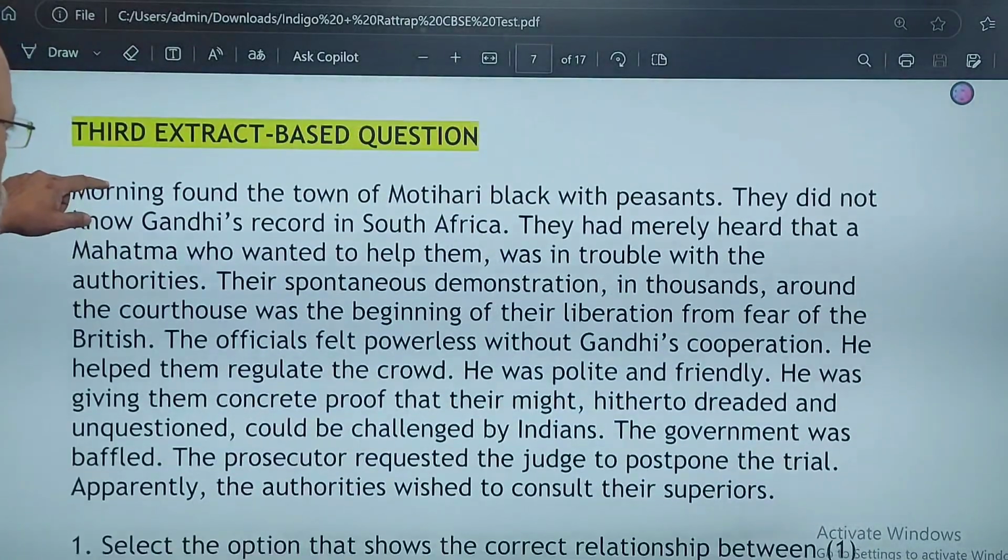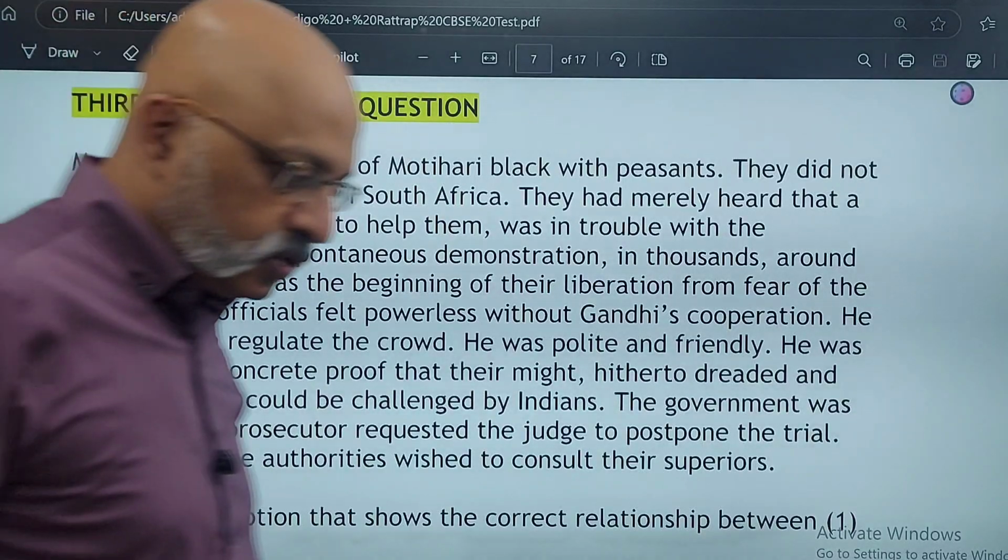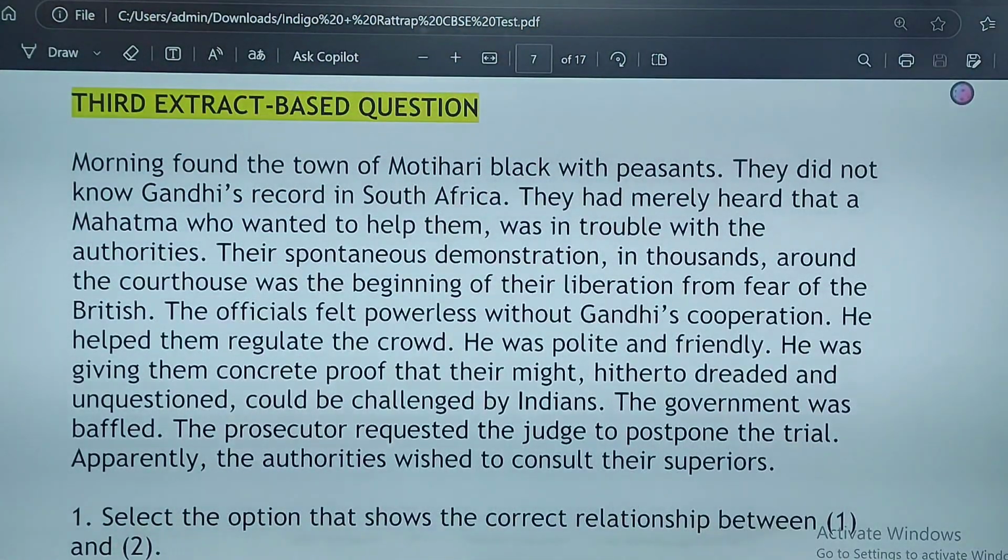The third extract, just go through this and then I will go through the questions. Give you 15 seconds to read the extract and then we will go through this. You're going to get a large number of case-based questions. So just ensure that you practice enough on these kind of questions.